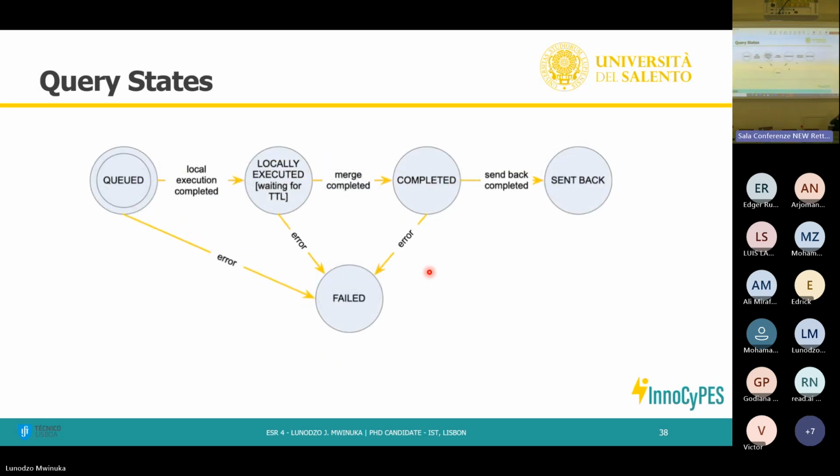Another way to manage them is an overlay node. An overlay node is not an originator node. These are the nodes which received a query from a certain node. These are queries that have to add a state, sent back, so that we check whether we have sent back the results or not. The rest of the states stay the same.